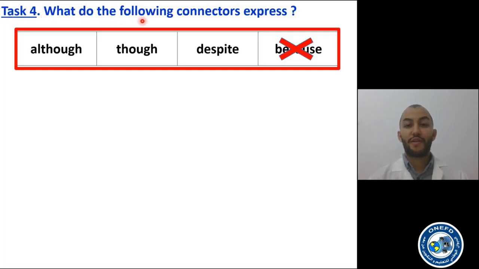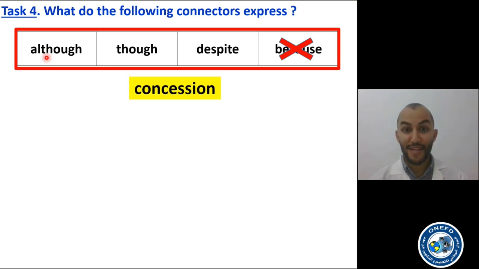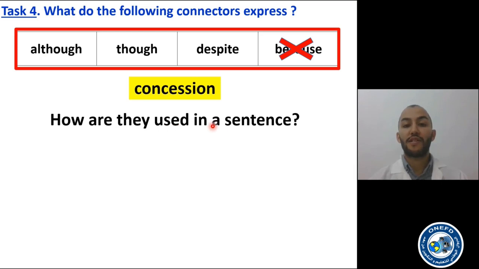What do the following connectors express? So here we have 3 connectors: although, though, and despite. So come on, think about it. I'm sure you have seen it somewhere in the classroom for sure. Okay. So these connectors express, yeah, they express concession. Now, how are they used in a sentence? How can we use these connectors in a sentence or to connect two sentences?